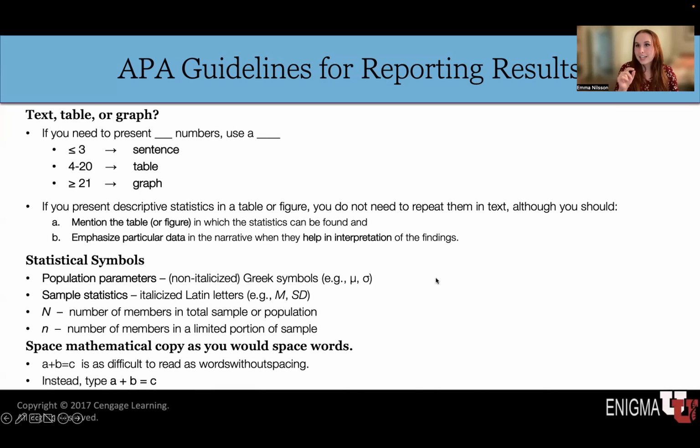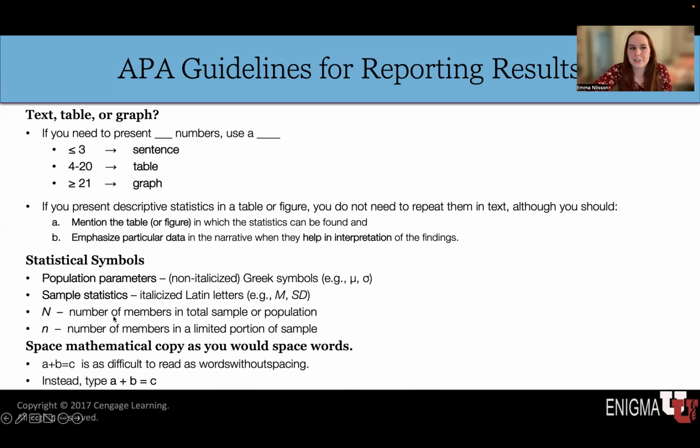Another note is, if you present your statistics in a table or a graph or any kind of figure, you don't need to repeat them in the text, but you should mention the table or the figure where that information can be found, and you should emphasize whatever data helps your narrative. Mention the specific statistics that help construct the story of the manuscript that you're writing. That's okay. You just don't need to write all of them down.